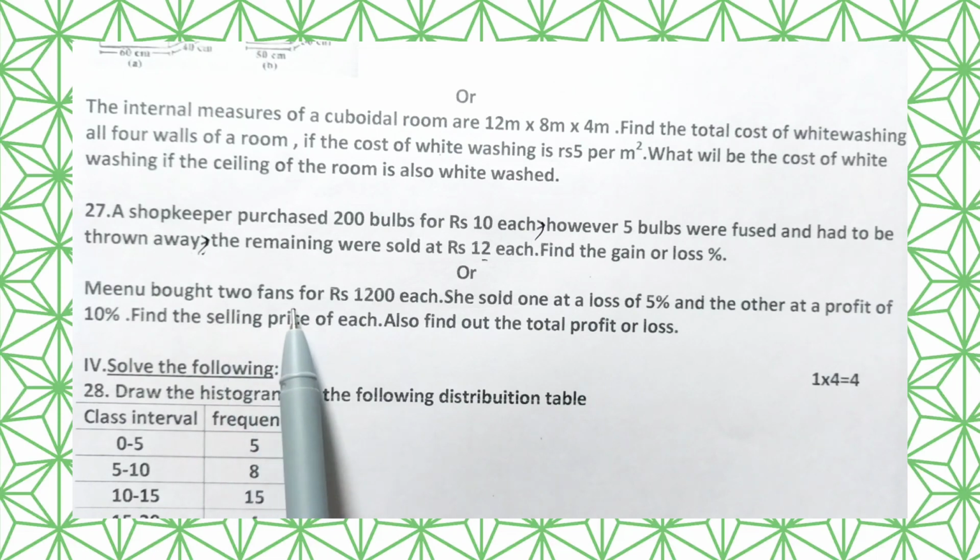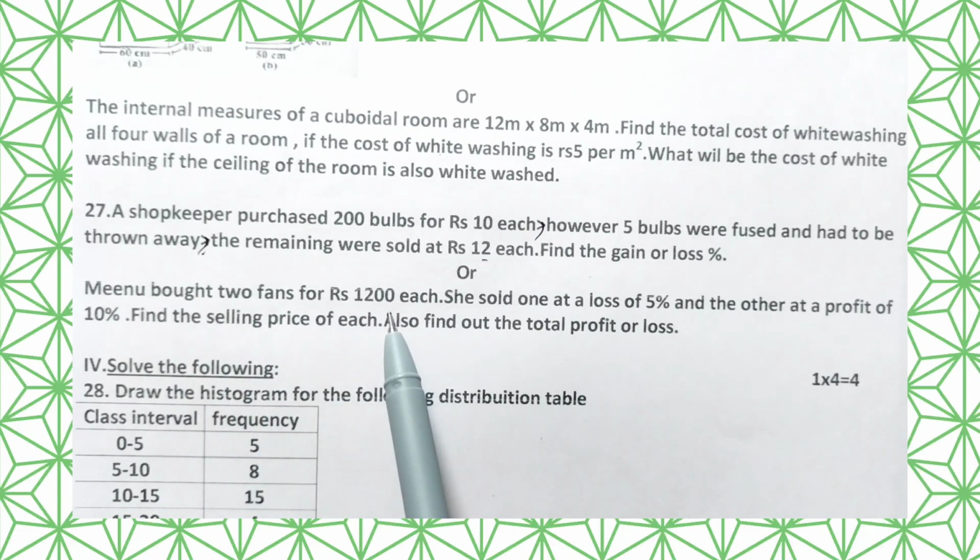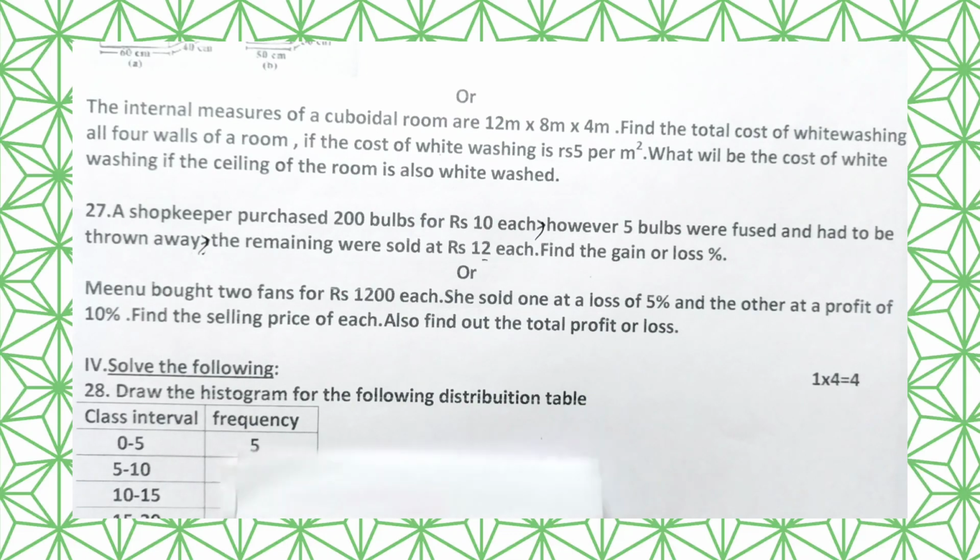Meenu bought 2 fans for rupees 1200 each. She sold one at a loss of 5% and the other at a profit of 10%. Find the selling price of each. Also find out the total profit or loss. So let us find out the total profit or loss.